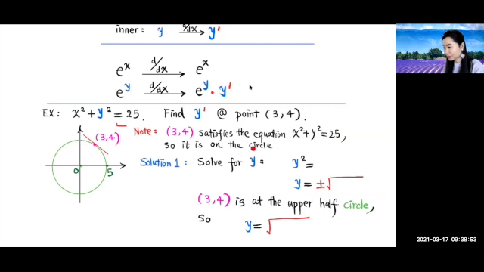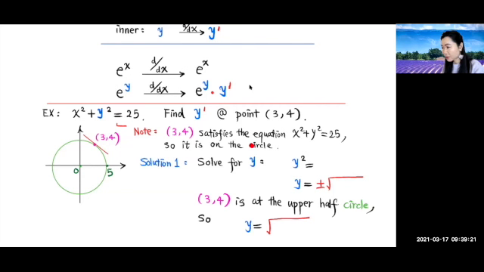So it's actually a good idea to double check if this point is on the circle or not. Otherwise, you cannot proceed like this. Okay. So this point is on the circle. We're trying to find y prime at this point. In other words, we're trying to find the slope of the tangent at this point. Okay. So I'm going to present you 2 different ways to do it. Okay. So first, solution 1.